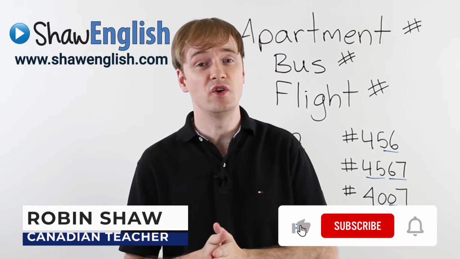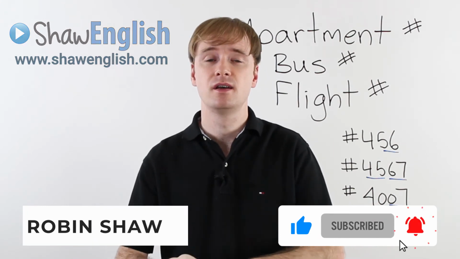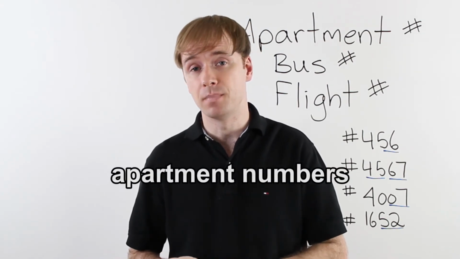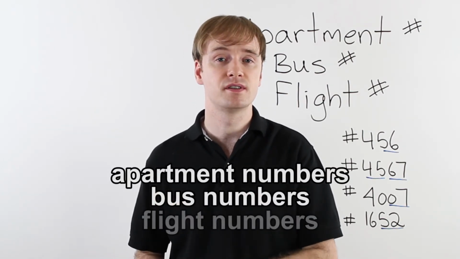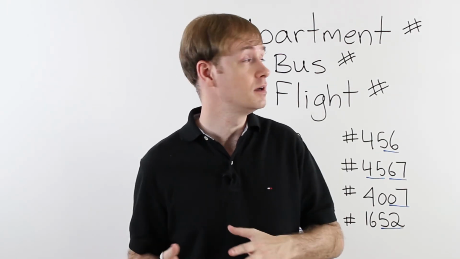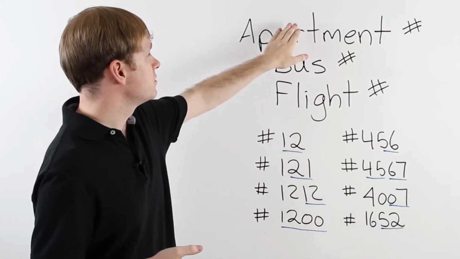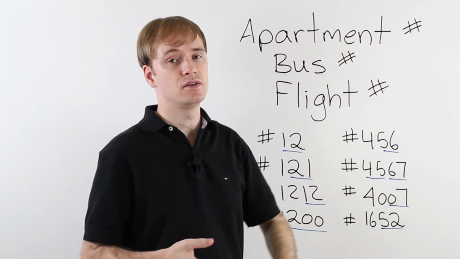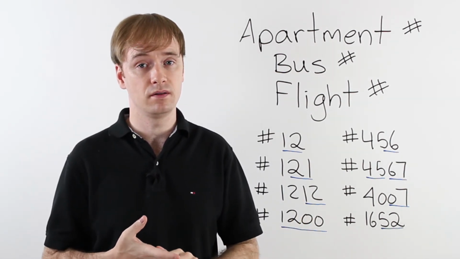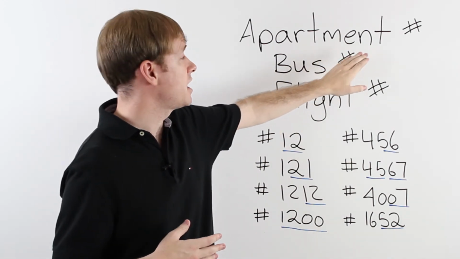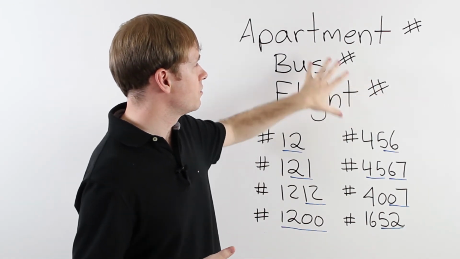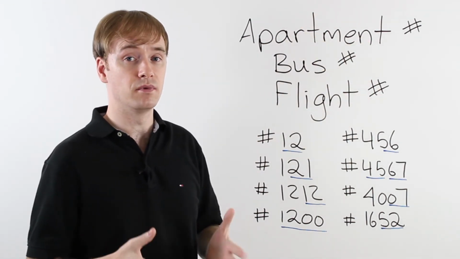Hello everyone, in this video I'm going to talk about numbers, more specifically things like apartment numbers, bus numbers, and flight numbers. Okay, we express these numbers differently in English. Let's take a look. So the first is apartment, your apartment number. So this could be your apartment number or house number or villa number. Bus number, taxi number, subway number, flight number. Okay, so these kinds of things, we express the numbers differently.